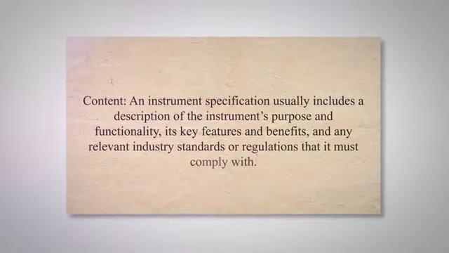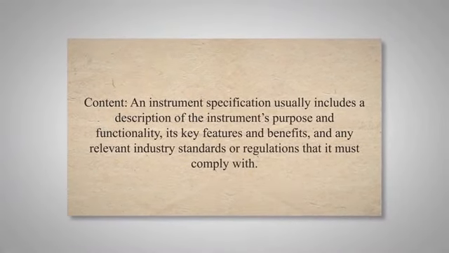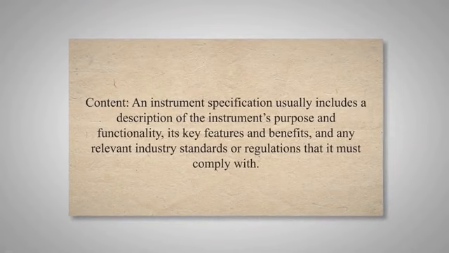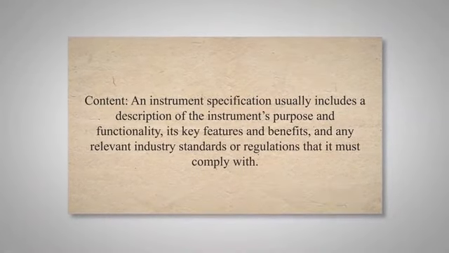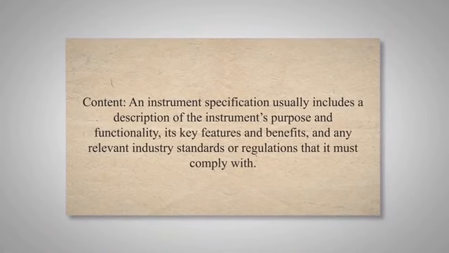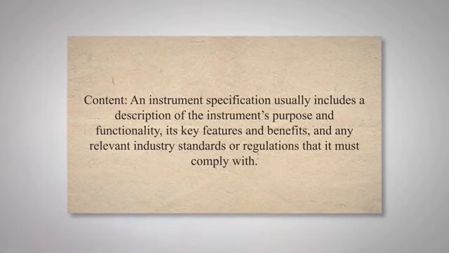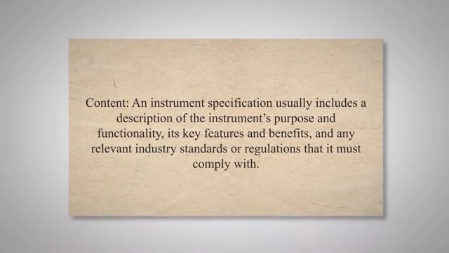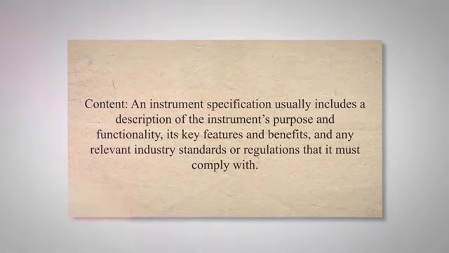Content. An instrument specification usually includes a description of the instrument's purpose and functionality, its key features and benefits, and any relevant industry standards or regulations that it must comply with. An instrument datasheet typically includes more technical details such as the instrument's physical dimensions, electrical specifications, operating parameters, and calibration and maintenance requirements.